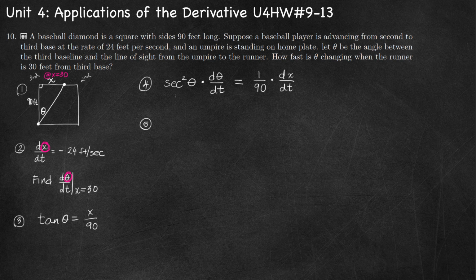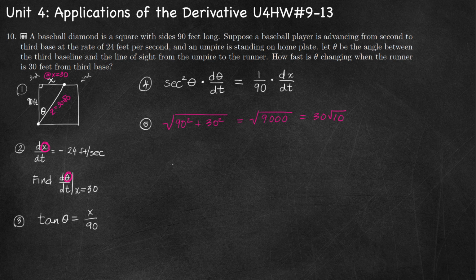And secant of theta involves the adjacent leg and the hypotenuse, so I do need to know the length of the hypotenuse here. So I'm going to use the Pythagorean Theorem to solve for that hypotenuse. The square root of leg squared plus leg squared will give me the hypotenuse. So that's the square root of 9,000, which is 30 times the square root of 10. So at x equals 30, z equals 30 times the square root of 10.